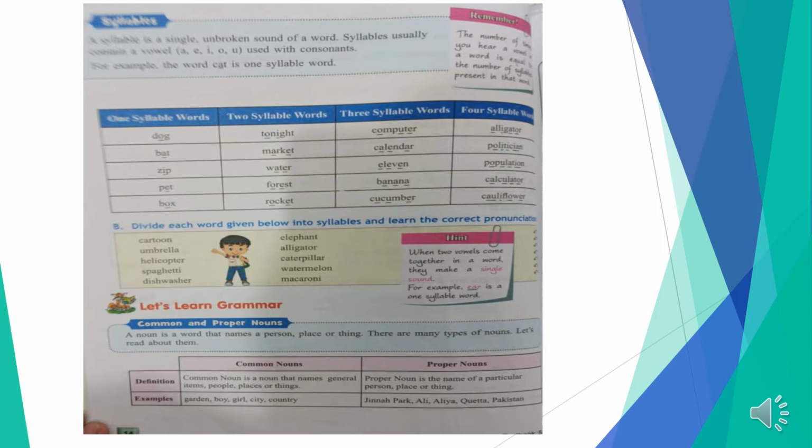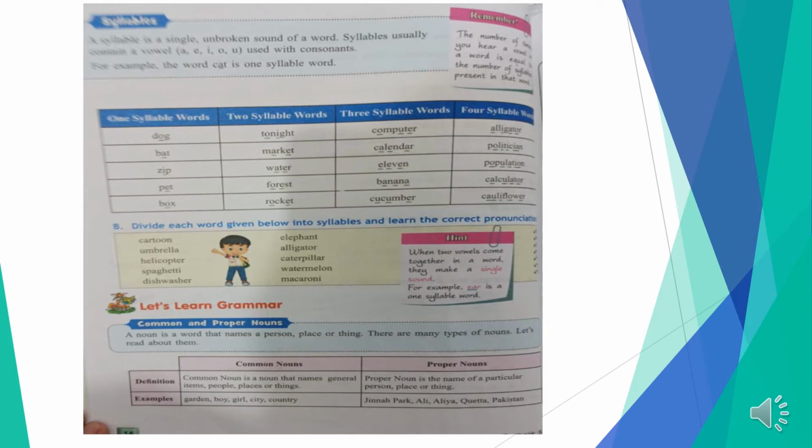Syllables usually contain a vowel A, E, I, O, U used with consonants. For example, the word cat is one syllable word. Let me explain to you the vowels and the consonants. There are total 26 alphabets in the English. While 5 of these alphabets are called vowels. These are A, E, I, O, U.